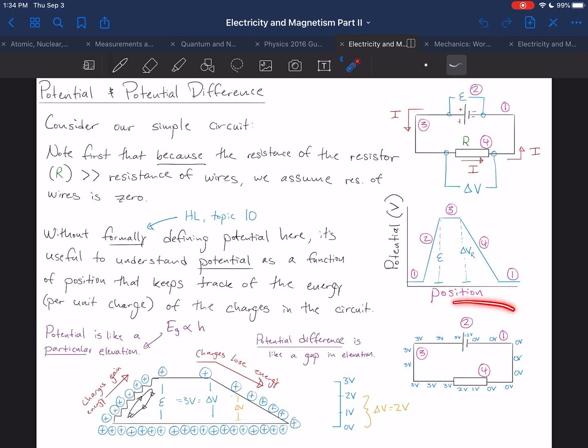So here's one way of outlining this circuit, right? We started at what we'll call 0 volts, and then in the battery we gained potential, 1.5, 3 volts, and then we stayed at that potential, and then we dropped over the course of the resistor, right? In potential, we went from 3 to 2 to 1 to 0, and then we stayed at 0 volts again for that second half of our simple circuit.